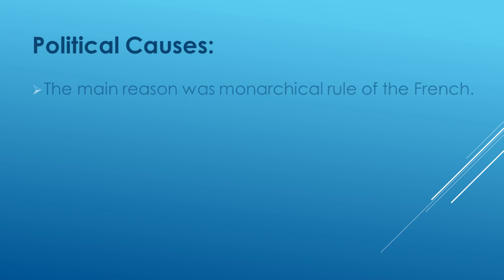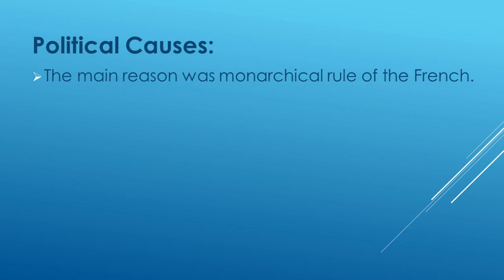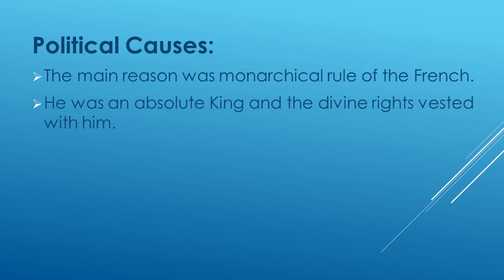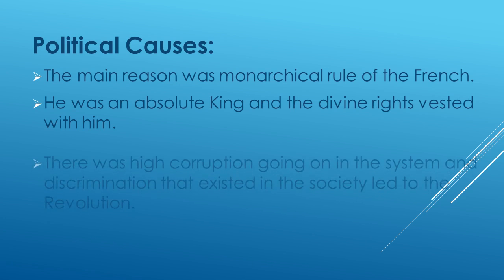If we discuss the political causes, the main reason was the monarchical rule of the French. When you are aware of all the different policies and philosophies that were existing in America, you will surely oppose the monarchical rule. He was an absolute king and divine rights were vested with him. As there was monarchical rule, you have a king and the entire divine rights are vested in the hands of the king.